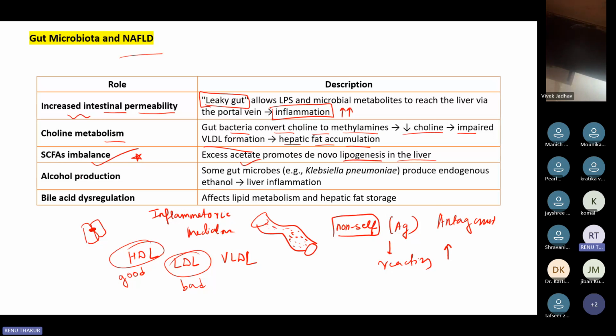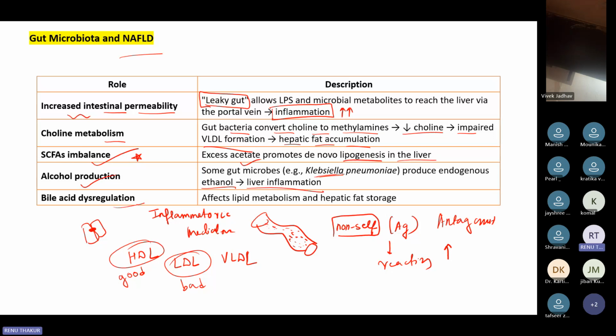So, alcohol production. Some gut microbes, like Klebsiella, which I have taken as an example, is one of the known genera which can synthesize alcohol. In our lab also, I have worked on this Klebsiella strain. It is a very hyper ethanol producer strain and has the capacity to produce ethanol from a variety of substrates. So some gut microbiomes like Klebsiella produce endogenous ethanol, and that will increase liver inflammation.